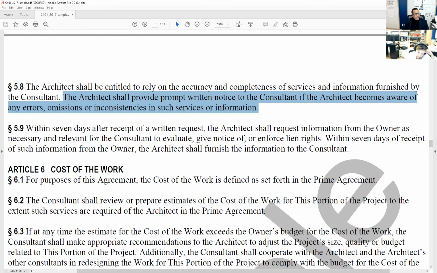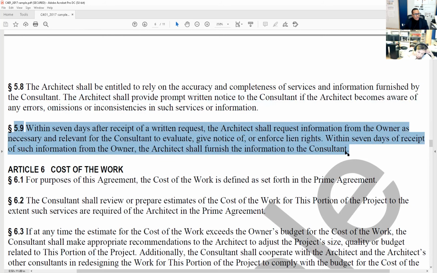So section 5.9. Within 7 days after receipt of a written request, the architect shall request information from the owner as necessary and relevant for the consultant to evaluate, give notice of, or enforce lien rights. Within 7 days of receipt of such information from the owner, the architect shall furnish information to the consultant.